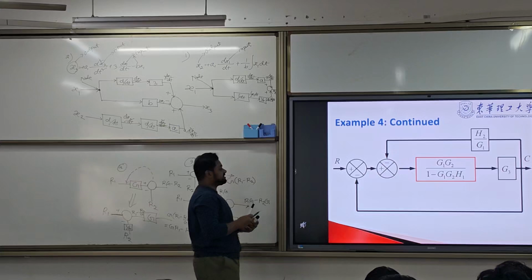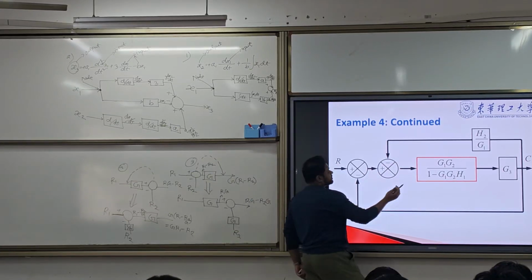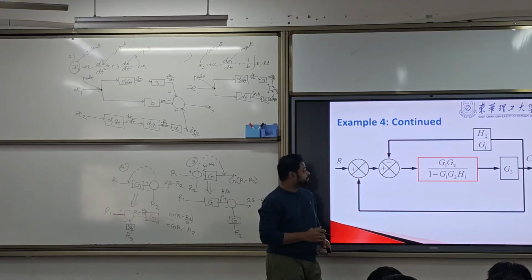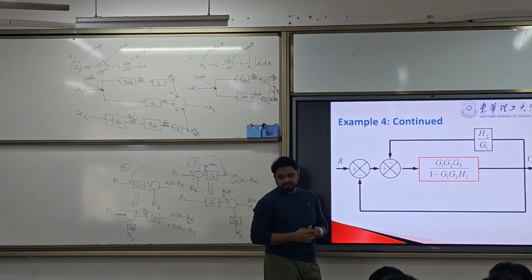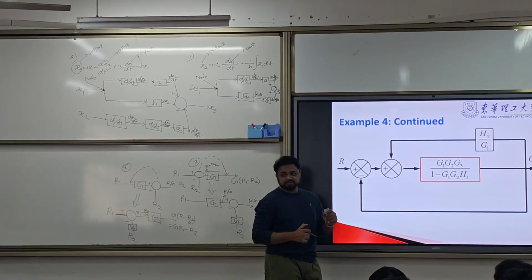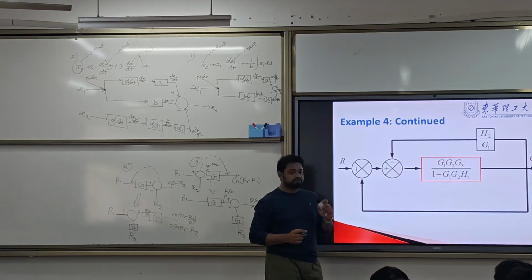Alright, now let's see the next one. Here, this block and this block are in series. So what do you do? The blocks will be multiplied. Now it is eliminated. G1, G2, G3 over 1 minus G1, G2, H1, and so on.